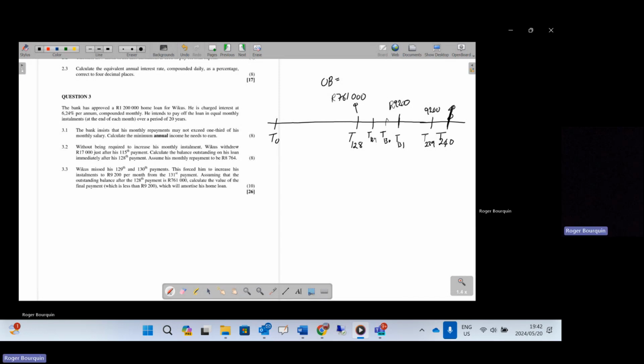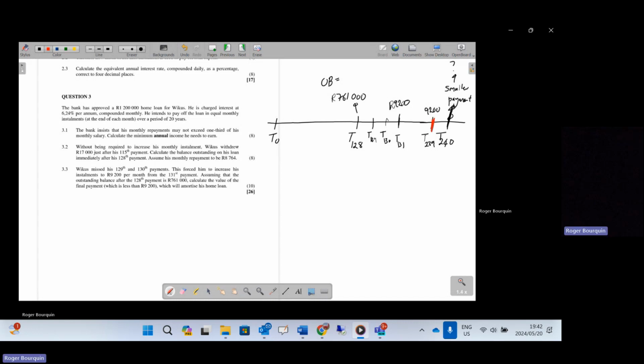Then he's going to make one final payment, which is less than 9,200 Rand. He's going to make his final payment at T240. So we've got to figure out what that final smaller payment is going to be.